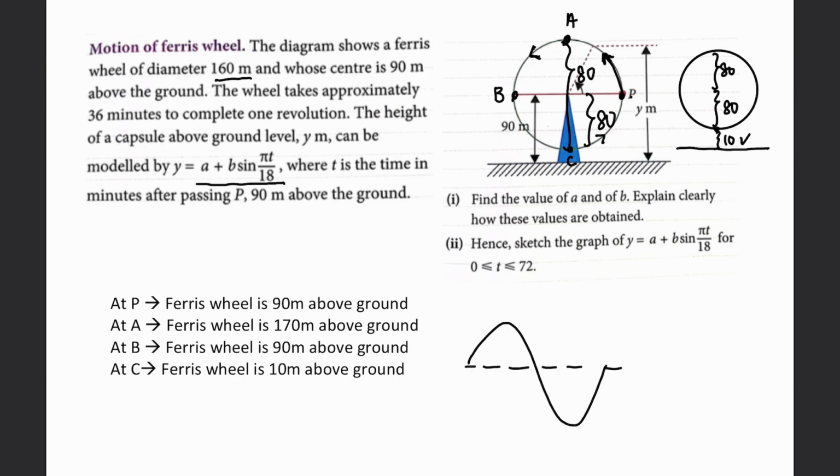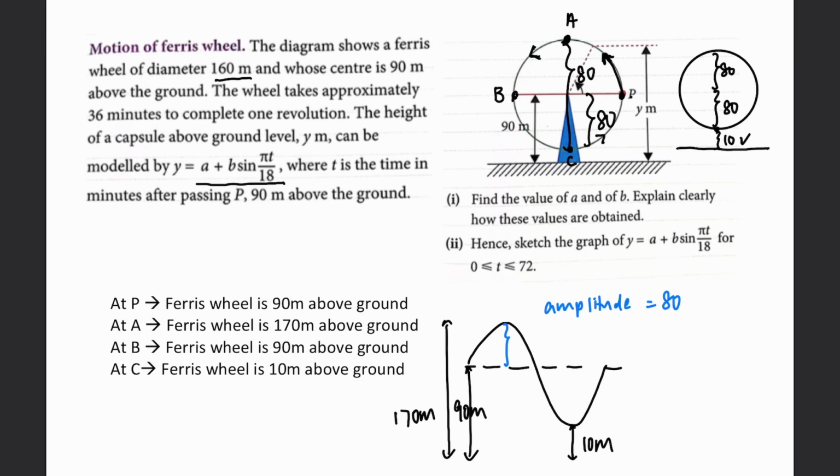We can see that the maximum height from here to here is actually 170 meters, and my distance from here to here is actually 90 meters. And lastly, from the lowest point to the ground is actually 10 meters. Now we're going to find our amplitude. If you recall, our amplitude is from the max to the middle, which is here. So you can see that my amplitude is actually 80.